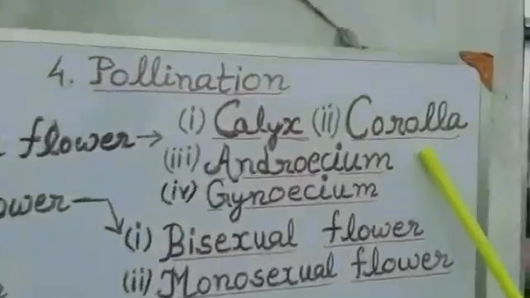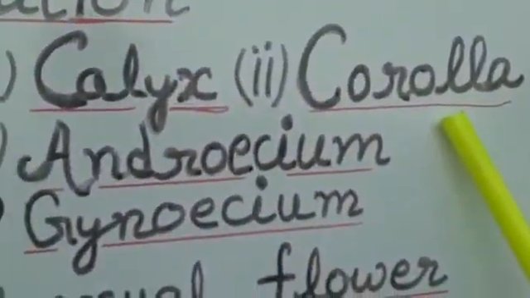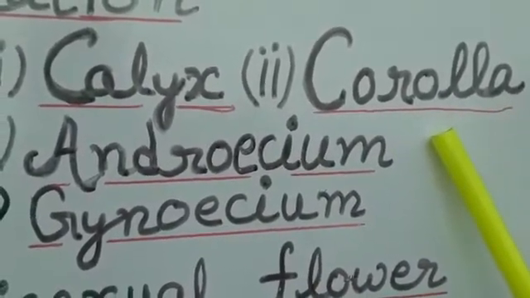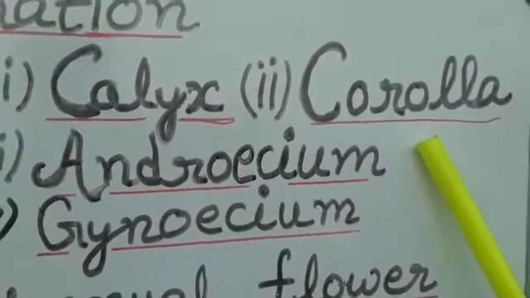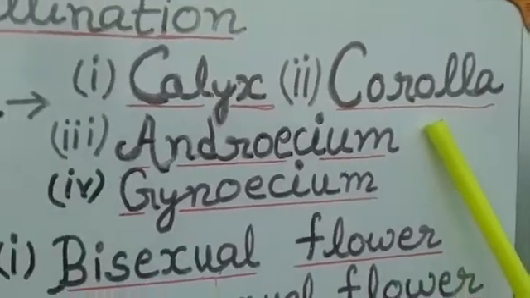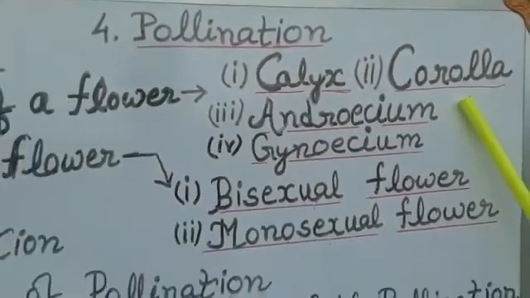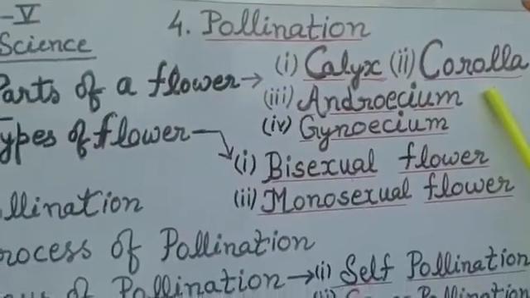Next, corolla. It is the second wall of flower. It is a set of brightly colored leaf-like structures called petals. Petals produce fragrance to attract insects toward the flower. These insects help in pollination.